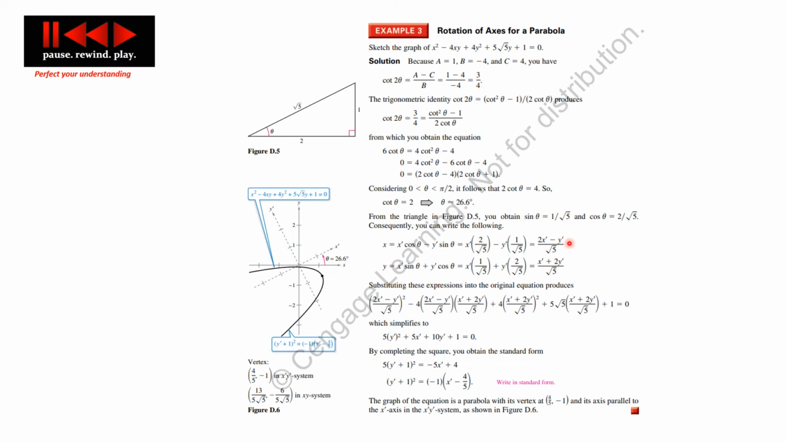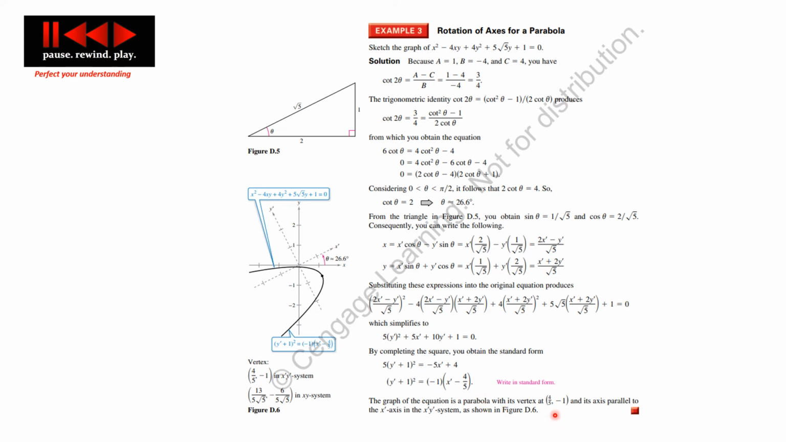And then we're going to substitute these values into our original equation. And here we do that, and we simplify. There's quite a bit of algebra here, and we will get this, and then we will complete the square on the y prime here, and we'll get this in standard form, looking like this. And that is a parabola.